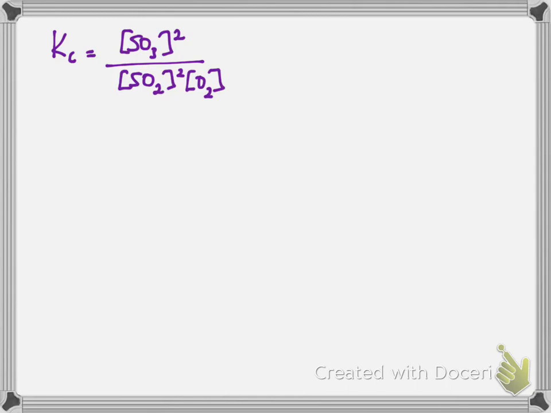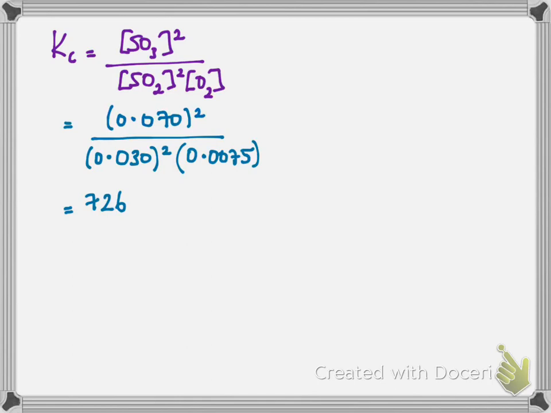Here's the expression for the K, or Kc. Put the numbers in and you'll end up with 726. You're allowed 2 significant figures because of the 2.0 litres in the question, so you need to put this into scientific notation. So it'll be 7.26 by 10 to the 2, and the unit will be M to the negative 1.